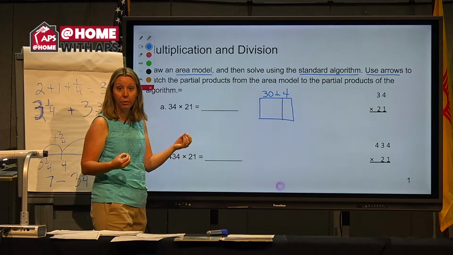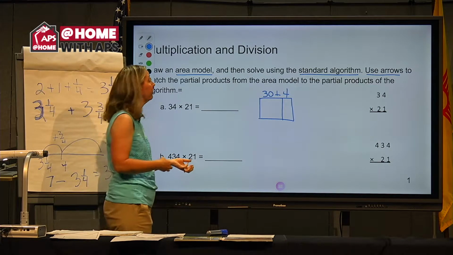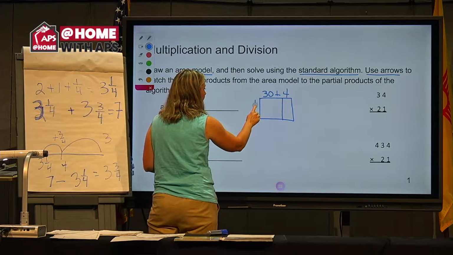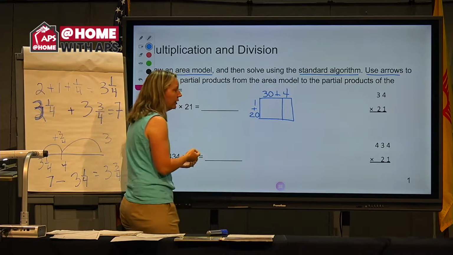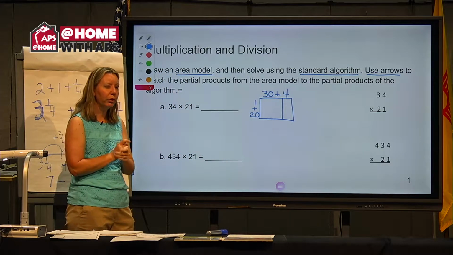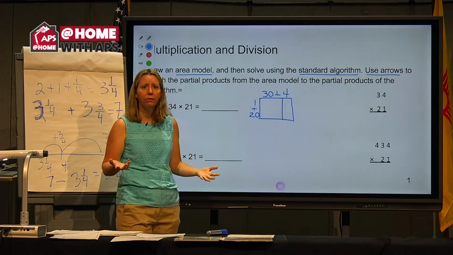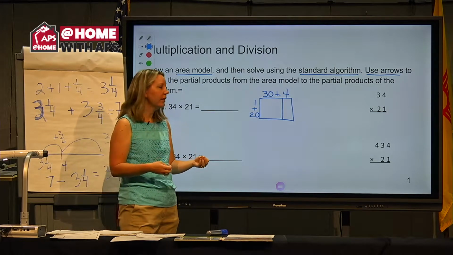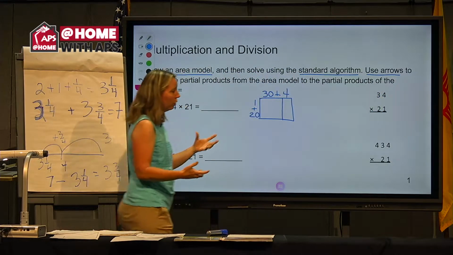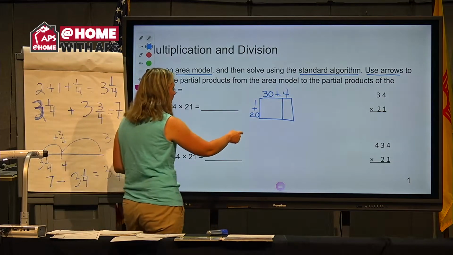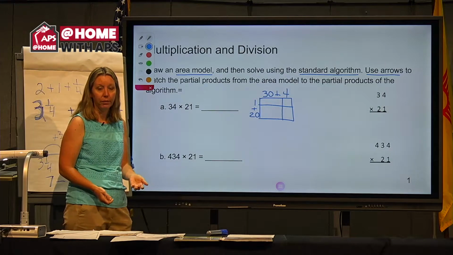I need to split it apart by 1s and 10s. What are my 1s here? 1. What are my 10s? 20. Now, a lot of you are going to say, Mrs. Gaudette, wouldn't you put the 20 on the top and then the 1? You could, and it works fine either way. I did this because it just works very well with what we're going to do next. So that's why I put the 1 on the top. And then, of course, I got to split it up so I can make sure I do my multiplication.